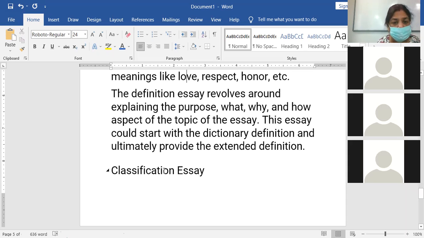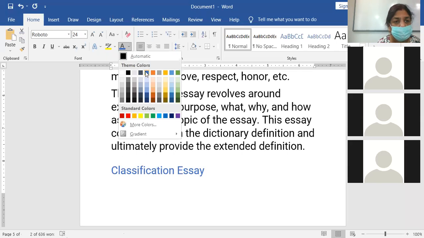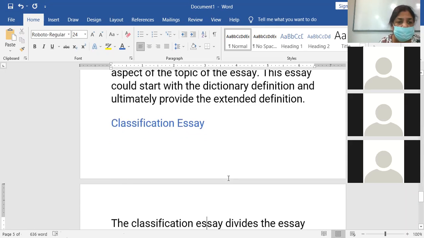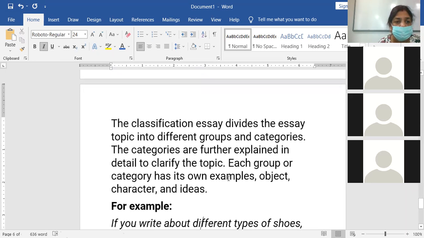And then the classification essay. In classification, you divide, break it into chunks. The classification essay divides the essay topic into different groups and categories. The categories are further explained in detail to clarify the topic. Each group or category has its own example, object, character, and ideas.